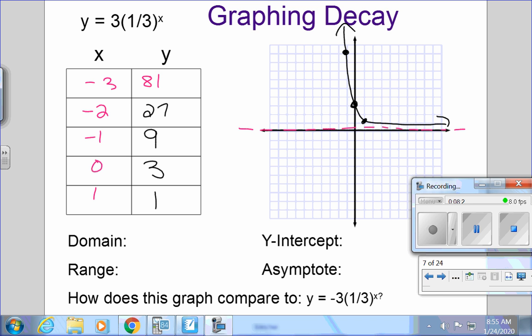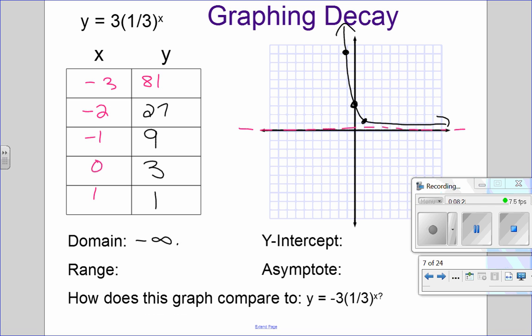Okay, finally, our domain, where we can go on the x-axis, is -infinity to infinity. We can still go left and right. And our range is still 0 to infinity, because we can only go on the positive axis for our y values. The intercept looks like it's 3. The asymptote's where it always is, at y equals 0.